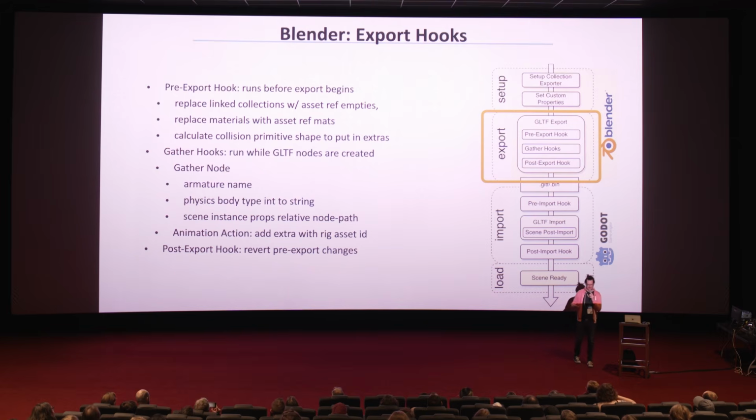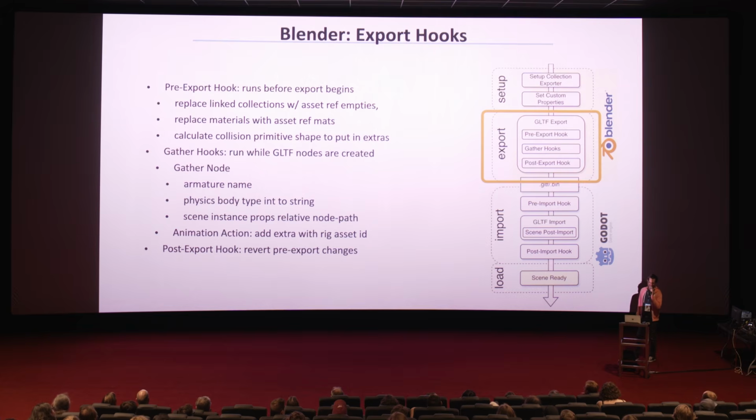We talked about linking in assets, like when I dragged in those doors. When we're generating the GLTF file, we don't want the geometry for those doors. We don't want the materials because they're in a different file. So we replace those with empties with just the asset ID on them. We do some other things. We do a similar thing with materials. We switch them to placeholders with the asset IDs.